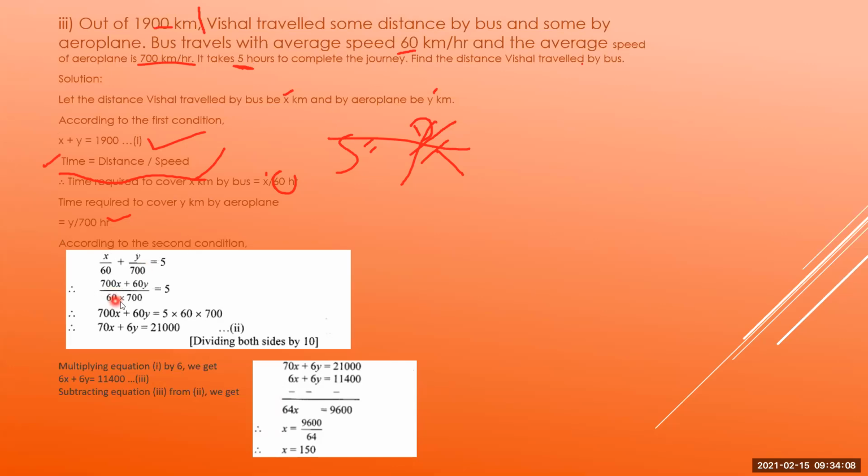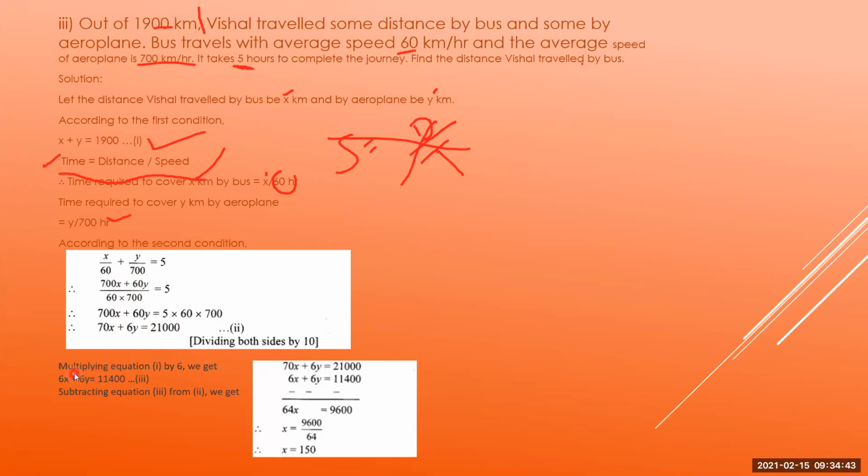Now simply solve this one. This 60 and 700 are in the denominator. Do the cross multiplication. 700x plus 60y is equal to 21,000. So we have got 70x plus 6y is equal to 21,000. Again, we have simplified this by dividing by 10.